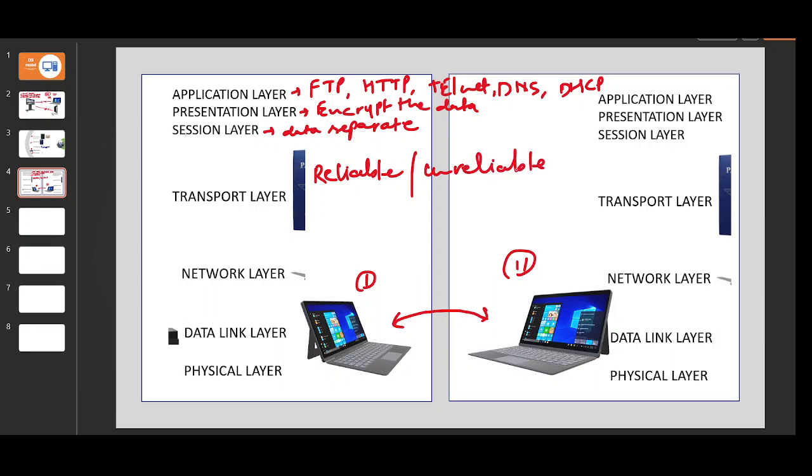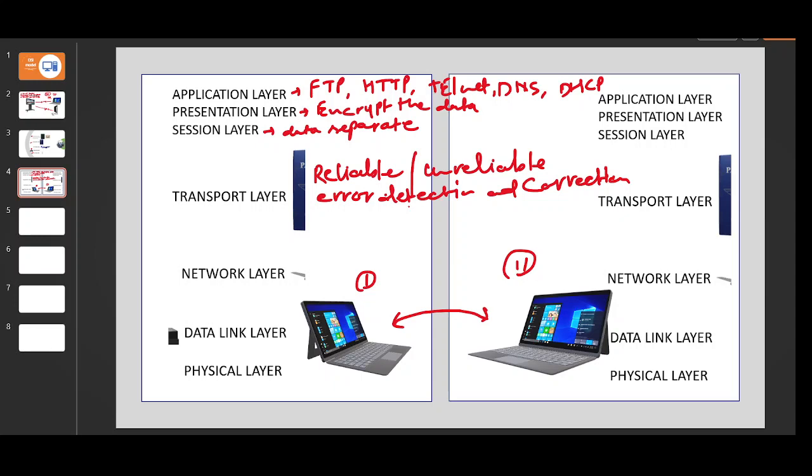Unreliable. Now that means it corrects the data. If an error happens, then before retransmitting, it corrects that data. So error detection and correction. So this layer is very helpful because it provides reliability for your data.